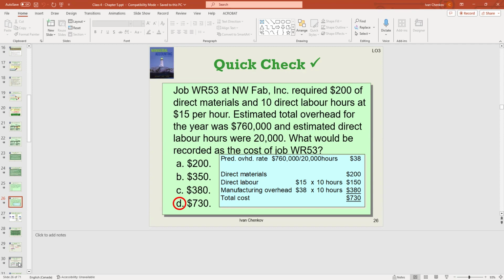20,000. So how much is our predetermined overhead rate? 38. Okay, 38. What's the allocation base? The allocation base is direct labor hours, correct? Direct labor hours, which is 10, so we multiplied by 10 to get 380. Yes. Okay. Make sense? Yeah, I think so, up to a degree now. Awesome. Great.